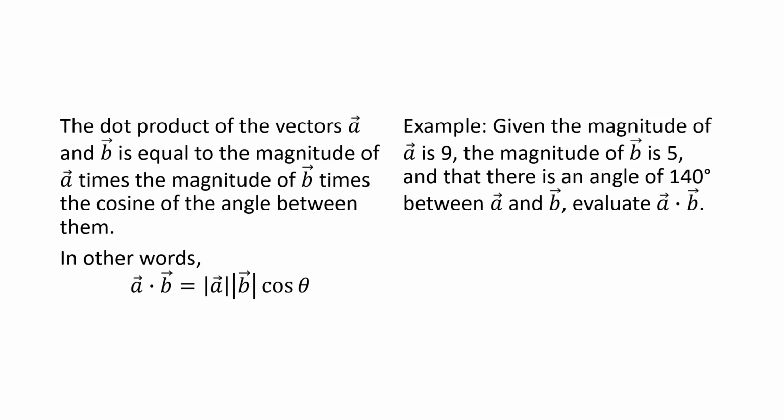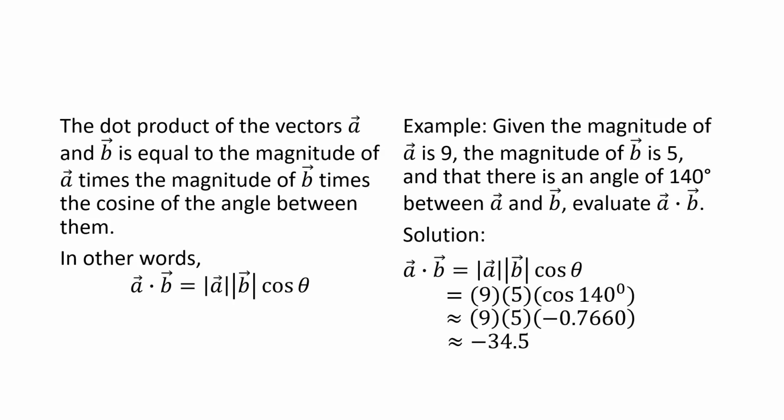How about if the magnitude of A is 9 and the magnitude of B is 5 and the angle in between them is 140 degrees? What would the value of A dot B be? Well, in that case, A dot B would be the magnitude of A, magnitude of B, cos theta, which would be 9 times 5 times cosine of 140 degrees, which would ultimately equal approximately negative 34.5.